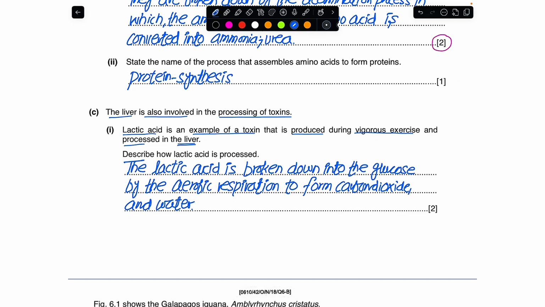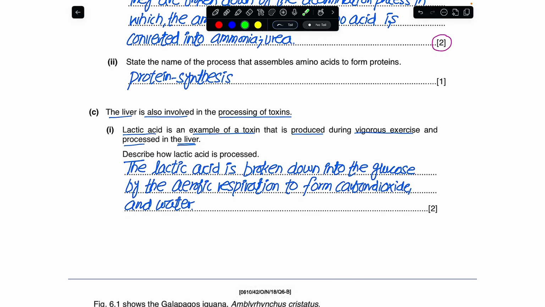What we know from daily life is that whenever we are doing some vigorous or strenuous exercise, in order to fulfill the energy requirement of the muscle tissues, initially at the start of the exercise, both aerobic and anaerobic respiration take place. When anaerobic respiration is happening, we make lactic acid out of glucose. And that lactic acid, since it's toxic and causes muscle fatigue, the liver has the role of removing it. So this is what they are asking: to describe how the lactic acid is processed.